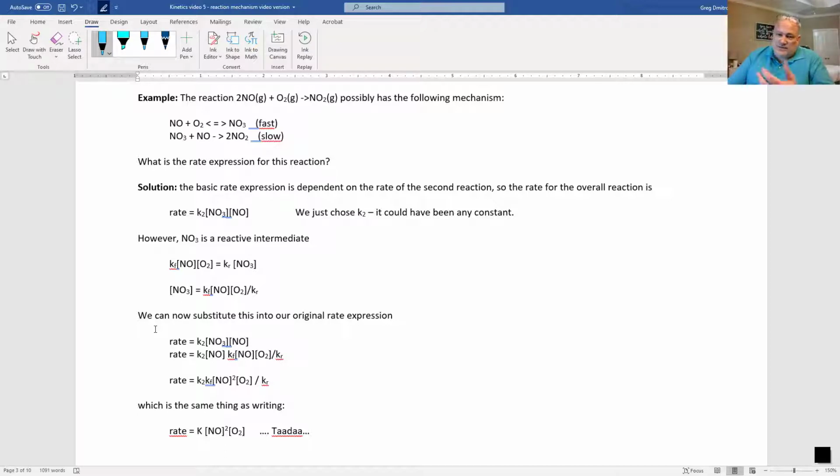And why does the slow step matter? The slow step matters because that's going to define our overall rate expression. So just to keep in form here, we're going to make this step number one, and this step number two. For step number two, wouldn't the rate be equal to K2, as well, times the NO3 concentration?